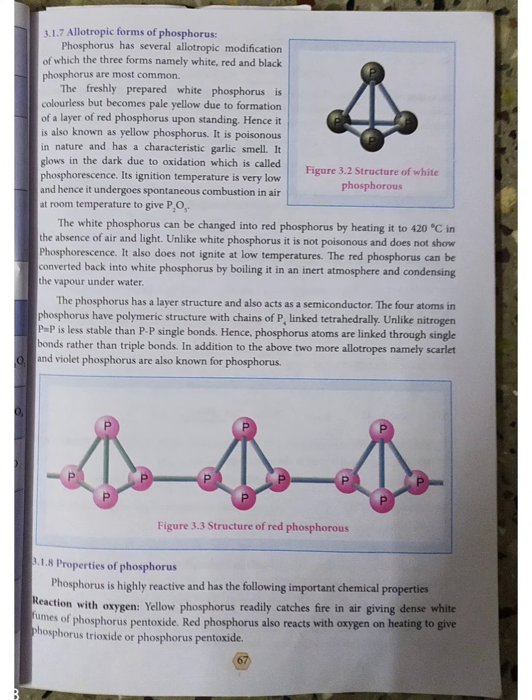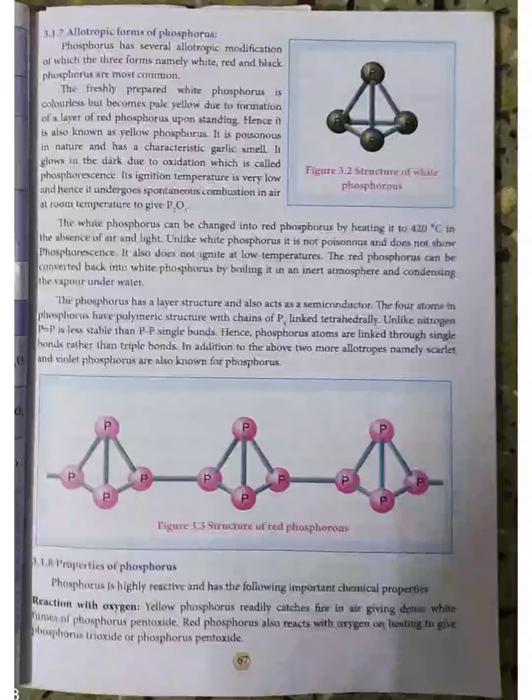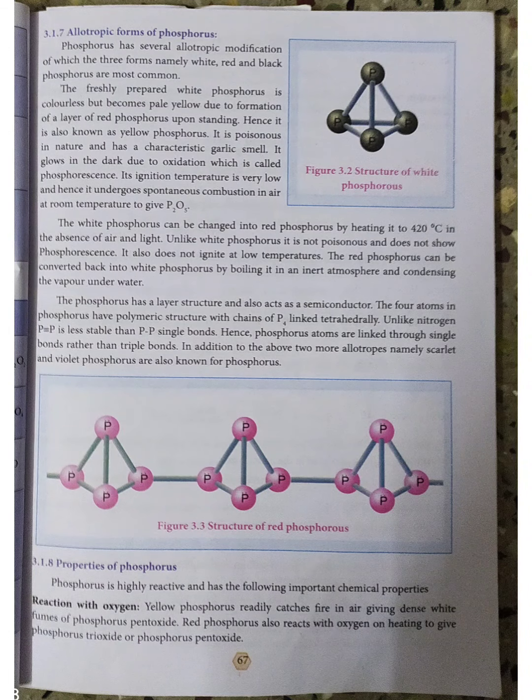Reaction with nitric acid. Phosphorus reacts with nitric acid. It will give orthophosphoric acid and nitrogen dioxide, and water molecule also will be removed. Next, reaction with metals. Phosphorus reacts with metals like magnesium. It will form magnesium phosphide. Phosphorus reacts with metals like calcium. It will form calcium phosphide. Phosphorus reacts with metals like sodium. It will form sodium phosphide.